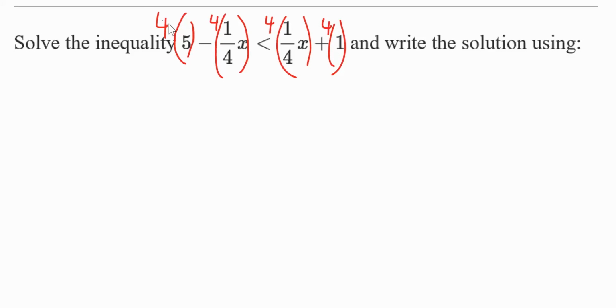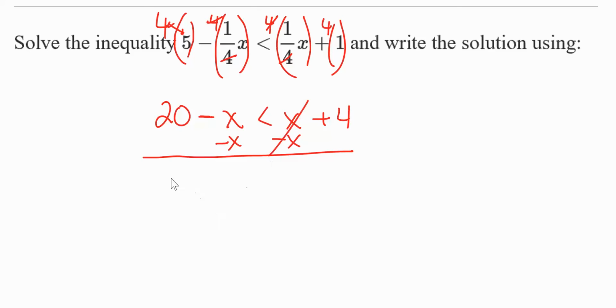So notice 4 times 5, there's no denominator there, that's just going to be 20. Don't forget the minus sign here. This 4 and this 4, they're going to cancel each other out because that's exactly what you want to do. So as you multiply 4 times 1/4, again, these 4s are going to cancel, leaving you just with x. And 4 times 1 is just 4. So still moving across to get what we want here. Let's get x's on one side. So that's going to cancel these out. So it's 20 minus 2x less than 4.